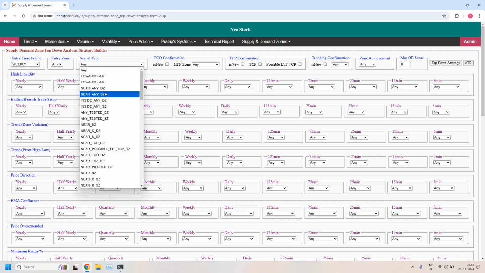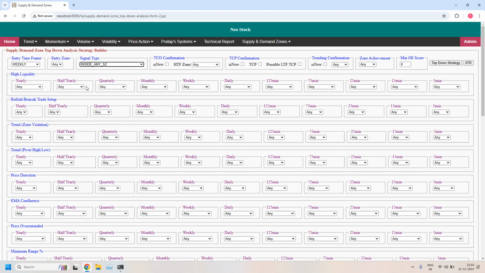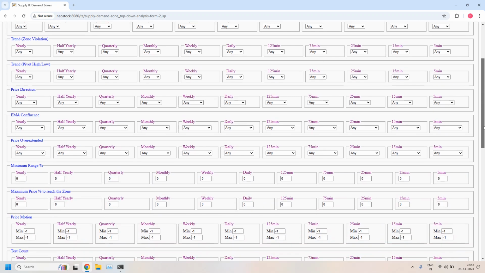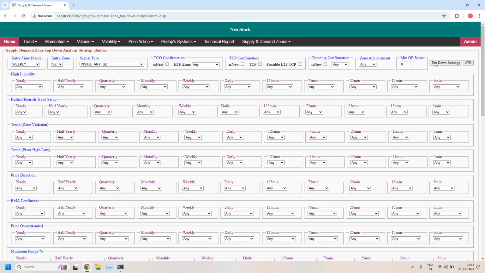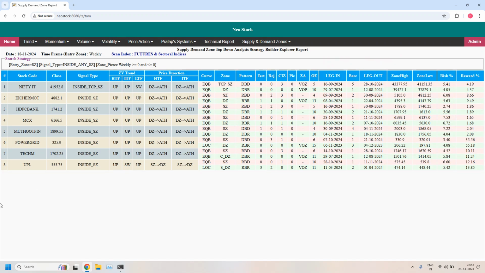Price closed inside the weekly supply zone, and these weekly supply zones should not be pierced. So in the pierced count, weekly time frame, I set minimum value 0, maximum value 0. So we got 8 stocks.